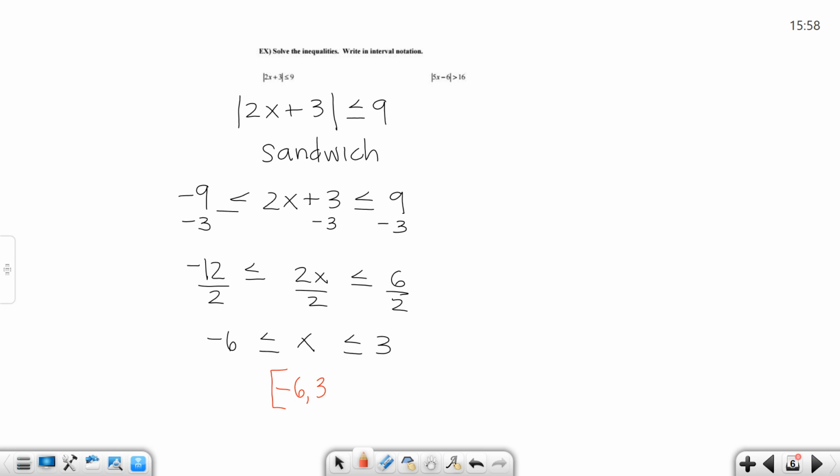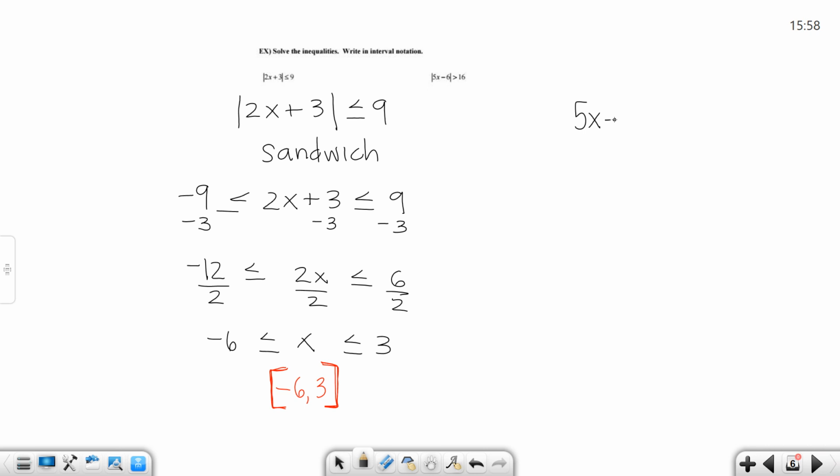You'll have a bracket on the negative 6 end and a bracket on the 3 end. And that's what I meant by it looks like a sandwich. With a piece of bread on the left, that's this bracket, and a piece of bread on the right, that's that bracket, and some stuff in the middle. So an absolute value less than makes a sandwich.